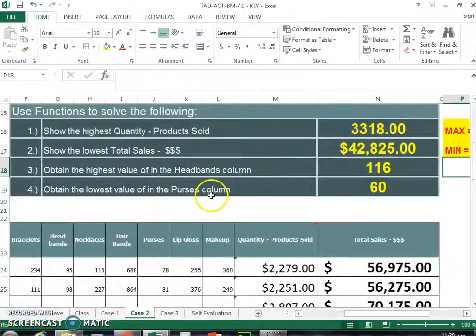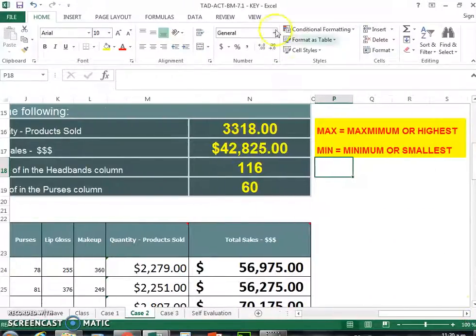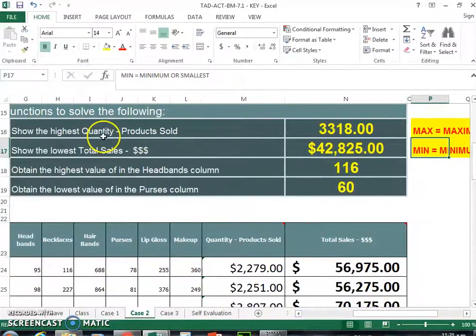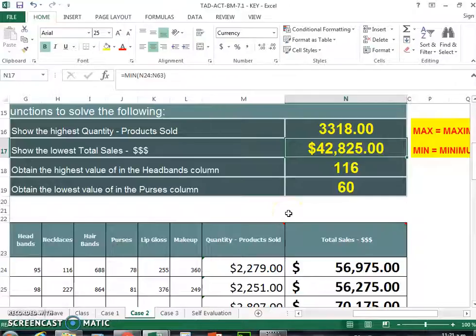Now, over here, we are using the functions max that finds the highest number of a range of cells, and min that finds the smallest number in a range of cells. The first question is about finding the highest quantity of products sold over here. So the answer is the max from M14 to M63. And the answer is 3,318. It's the quantity of products sold.